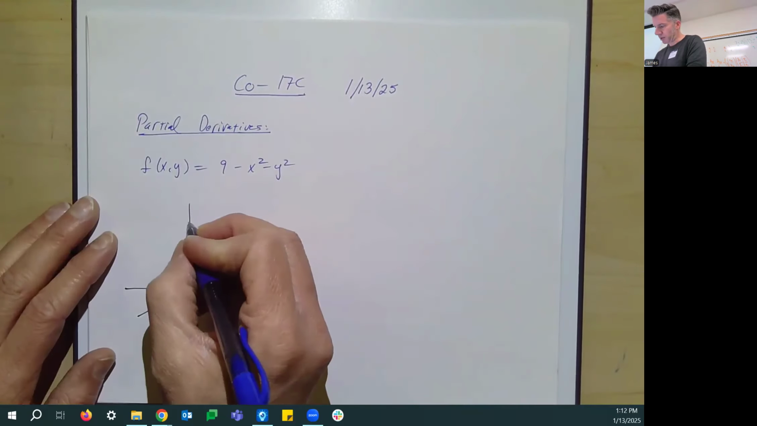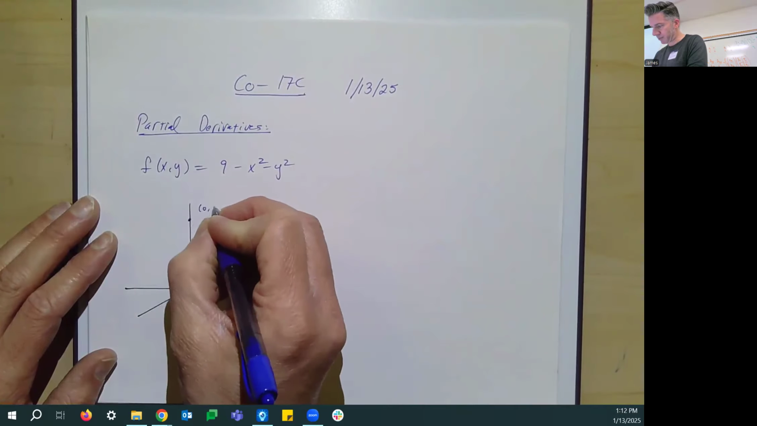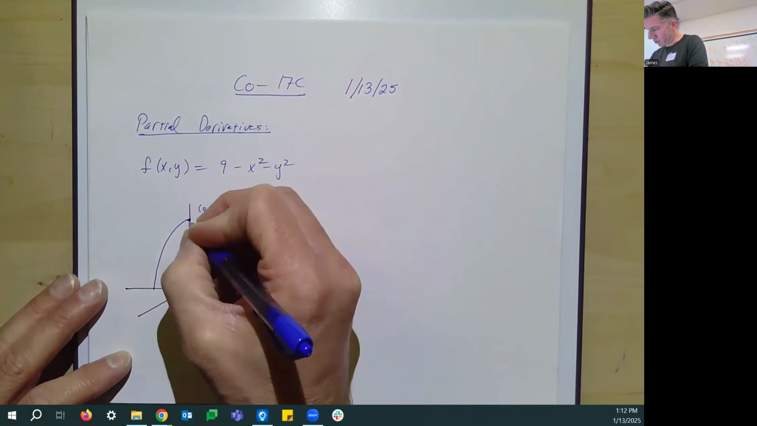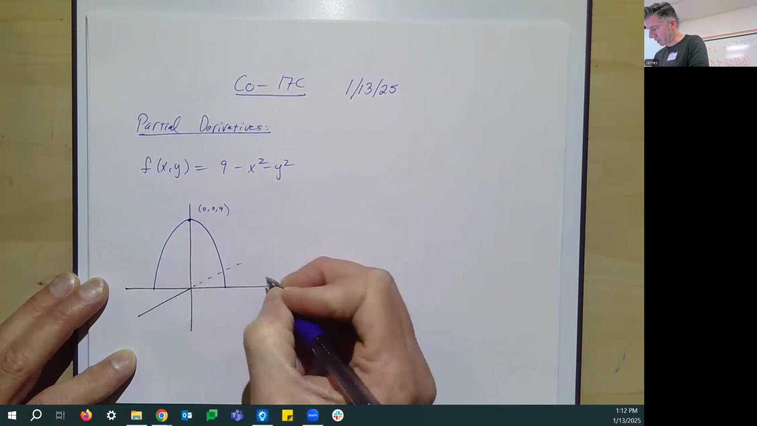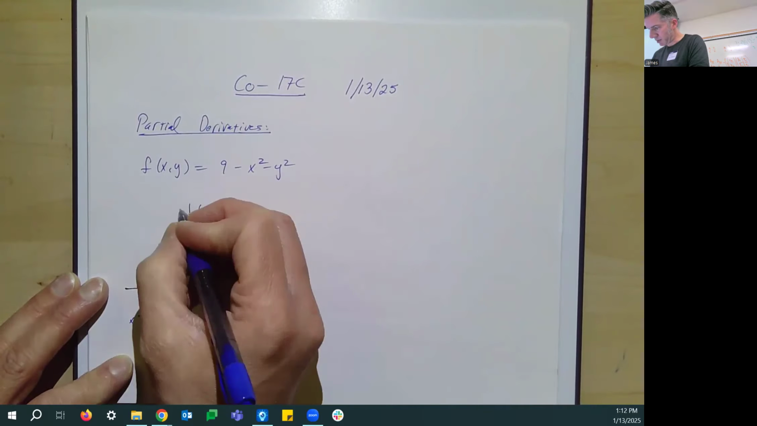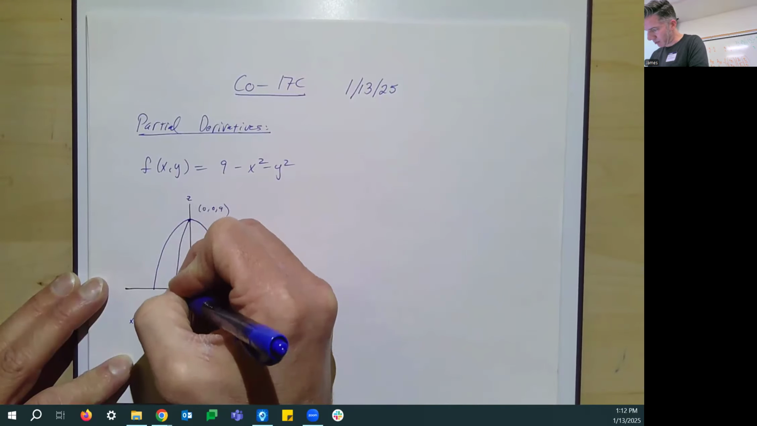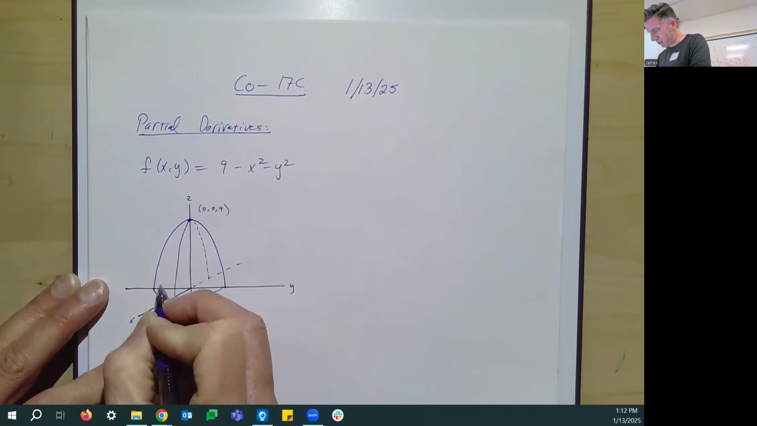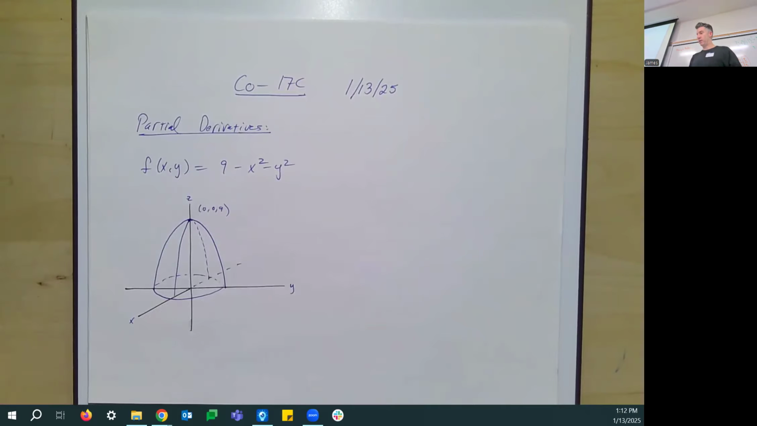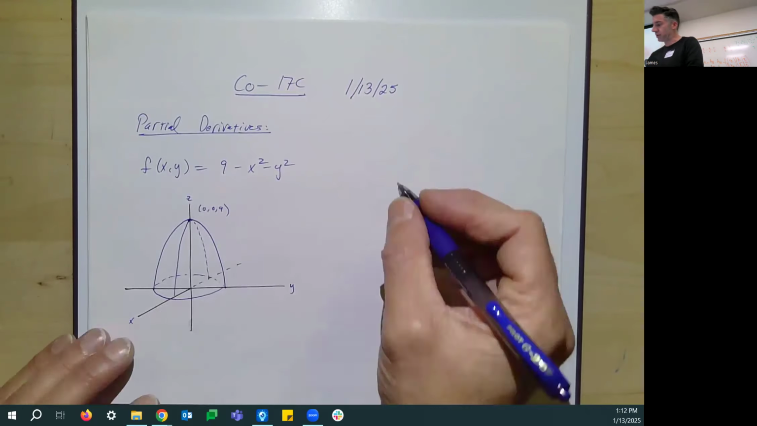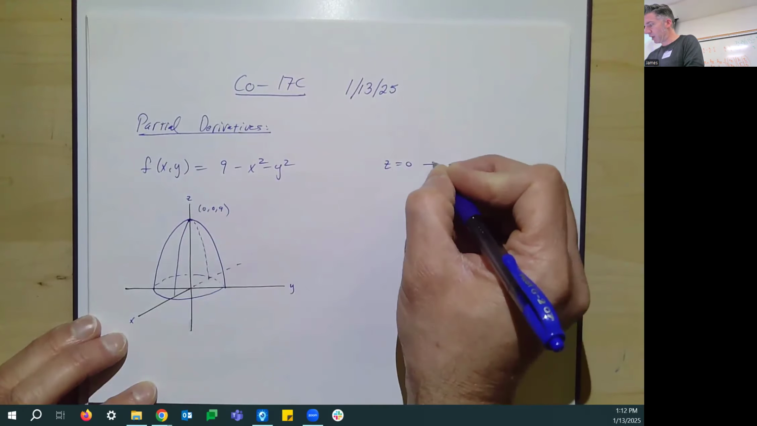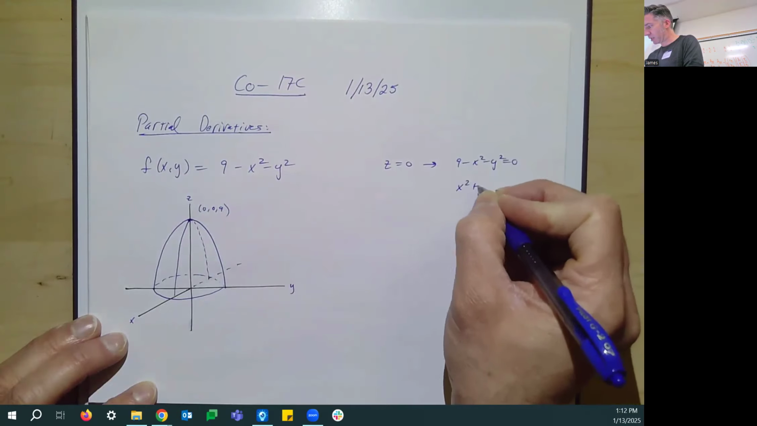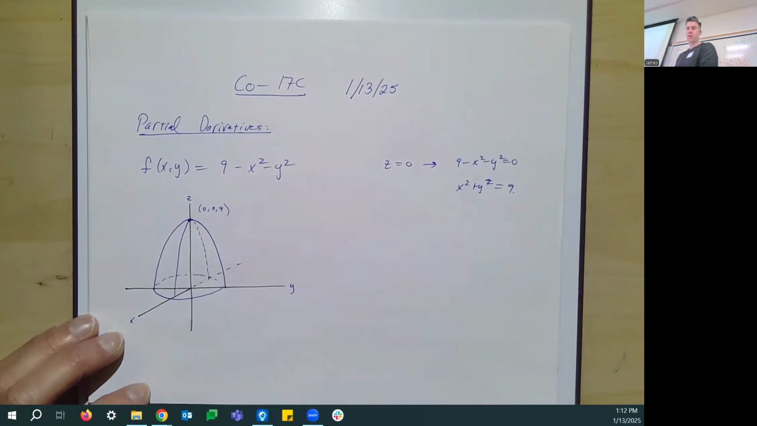So here's my point 0, 0, 9. And then I get a parabola in the YZ plane. I get a parabola in the XZ plane. And I get a circle in the XY plane, which makes sense if you think about it. Because if we set z equal to 0, we get 9 minus x squared minus y squared equal to 0, or in other words, x squared plus y squared equal to 9, a circle of radius 3.